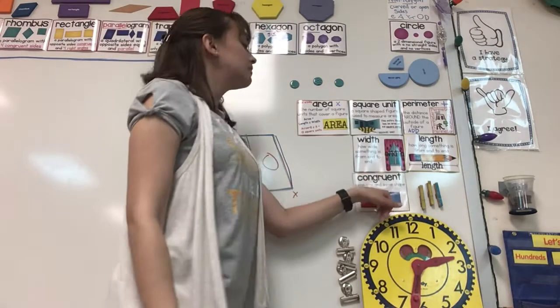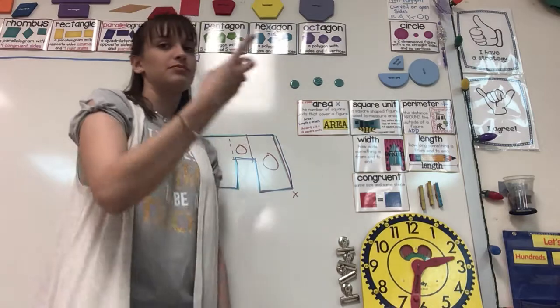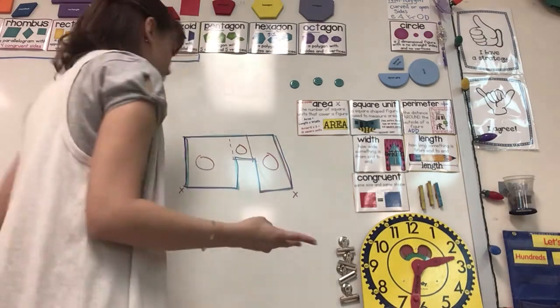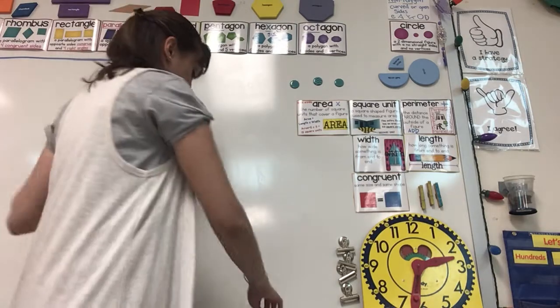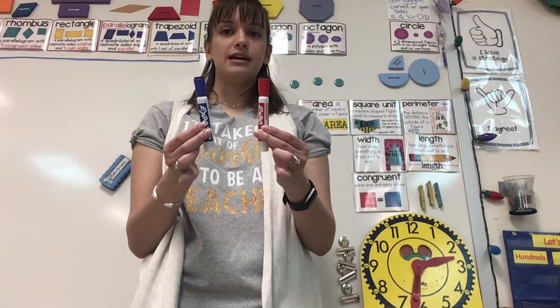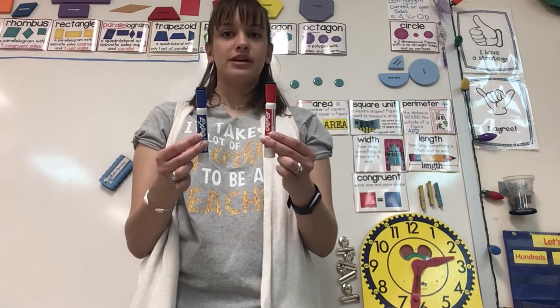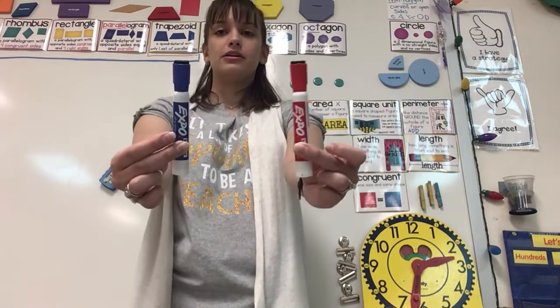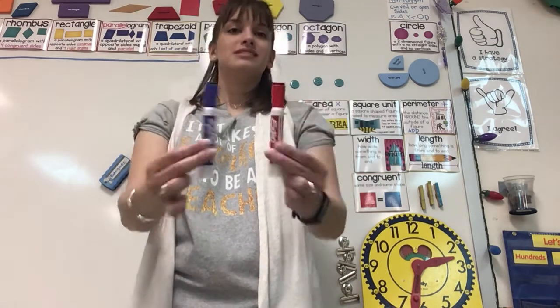Last one, congruent. They have to be the same size, same shape. Color doesn't matter. These markers, same size? Yes. Same shape? Yes. So that makes them congruent. Does the color matter? No. They're both markers, same size, same shape.